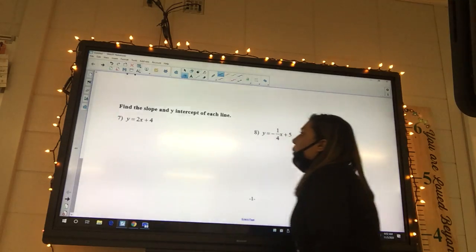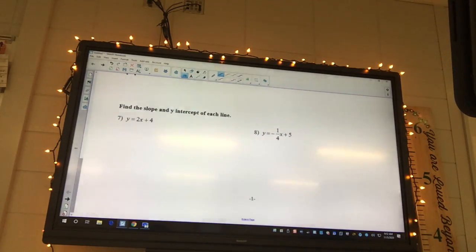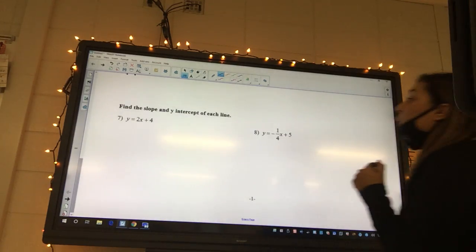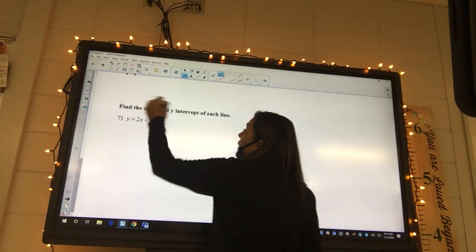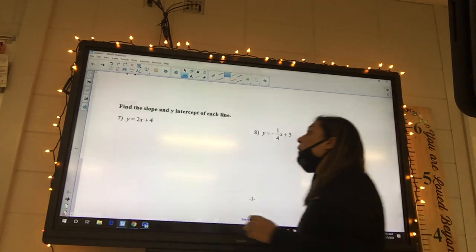Okay, find the slope and the y-intercept of each line. What form is this in? Slope-intercept. It's in slope-intercept form, which is y equals mx plus b. So what is our m?